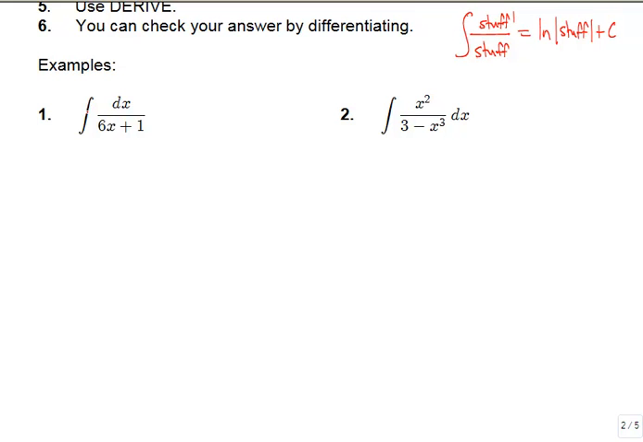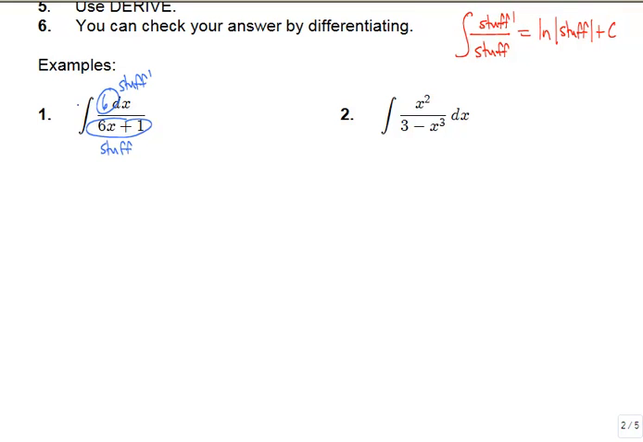So if we look at this one, I would probably want this to be my stuff, right? Because it's in the bottom. So that means stuff prime, the derivative of this, would want to be a 6, which I don't have in the numerator. But 6 is just a constant, and constants are things that you can fix and modify and adjust. So if we put a 6 on top, then we would have the correct stuff prime.